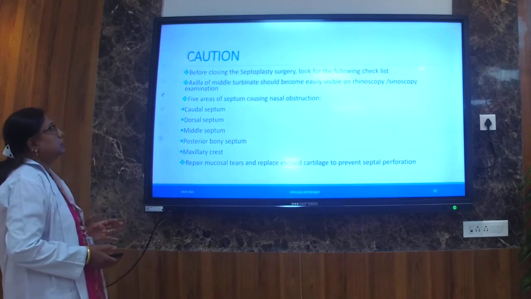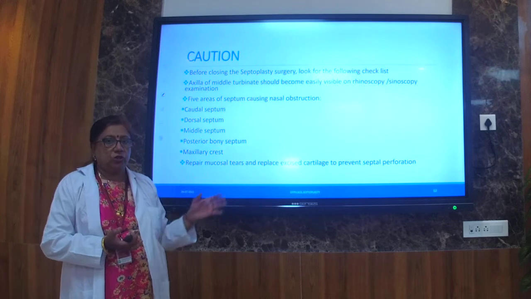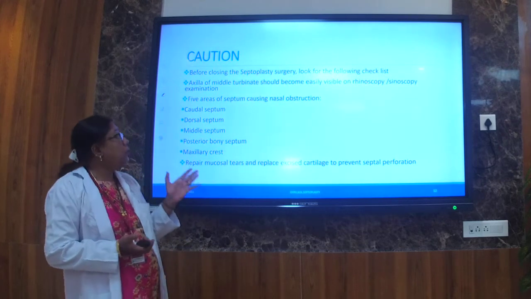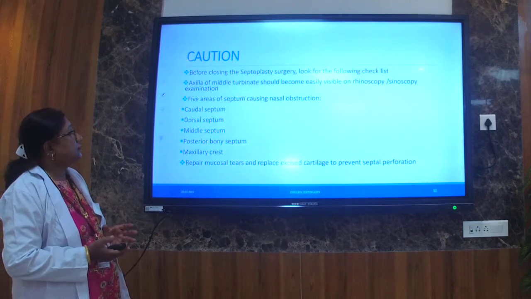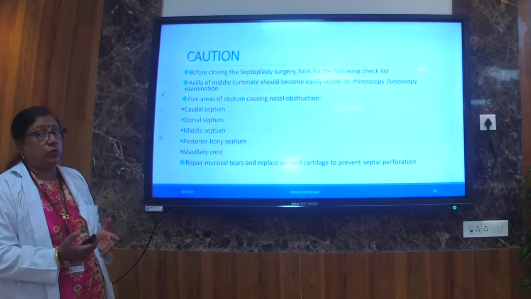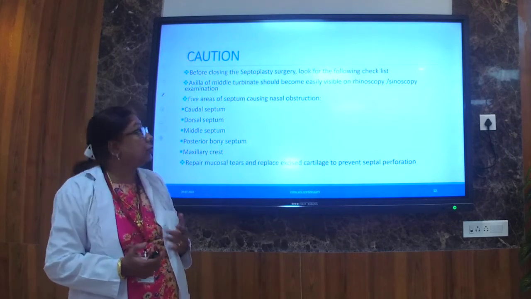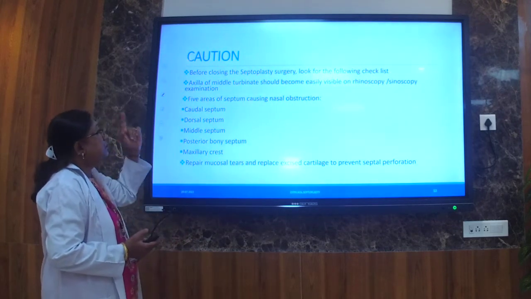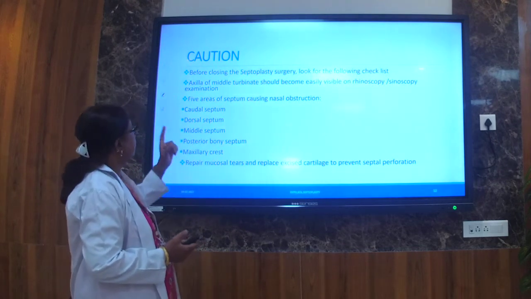Now, what cautions we should take after septoplasty surgery? What will be the caution? If you want, you can write it down. So now, to avoid all these complications, before closing the septoplasty surgery, look for the following checklist.